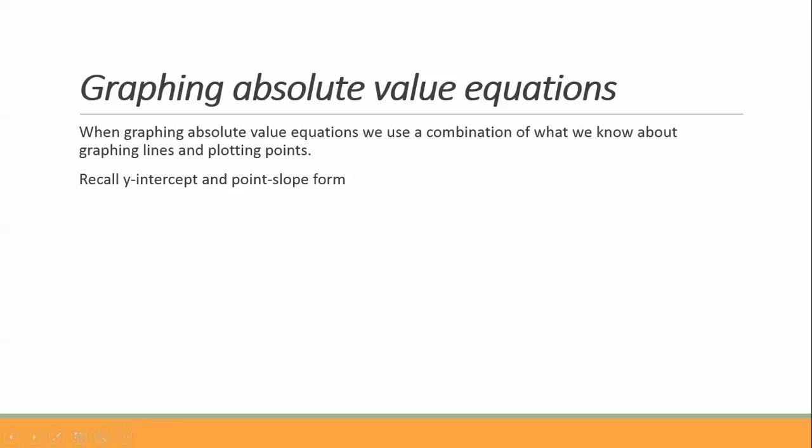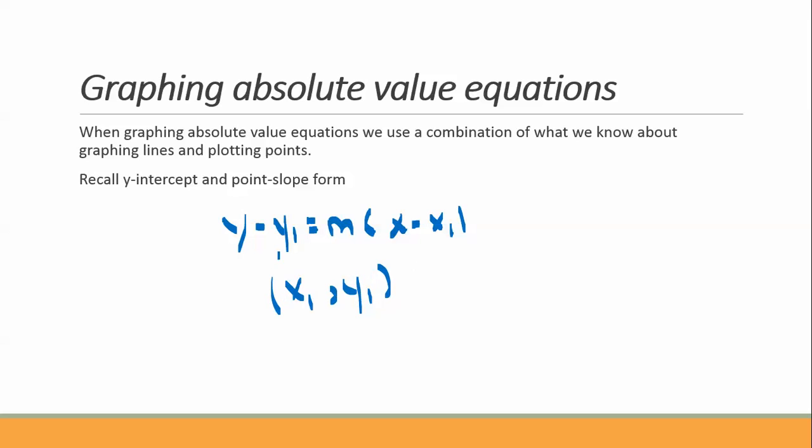Graphing absolute value, we're going to use a combination of what we know about graphing lines and plotting points. So remember y-intercept and point-slope form? Mostly point-slope form. Remember, it was y minus y1 equals the slope times x minus x1, and x1, y1 was a point on the graph. When we're solving absolute values, we're going to look for something similar to this, only instead of parentheses here, it's going to be absolute value.